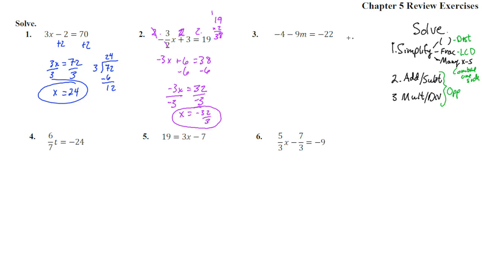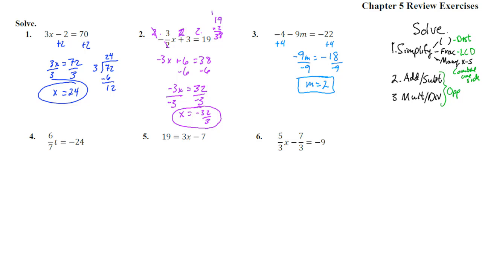All right, next one, number 3. Do we have parentheses? No. Do we have fractions? No. Do we have many m's? We do not. So we're down here to step number 2. So we add 4 to both sides, because it's a negative form. We have negative 9m equals, see, 22 minus 4 is 18, but the negative guy wins. That's negative 18. Divide by a negative 9. m equals a positive 2.